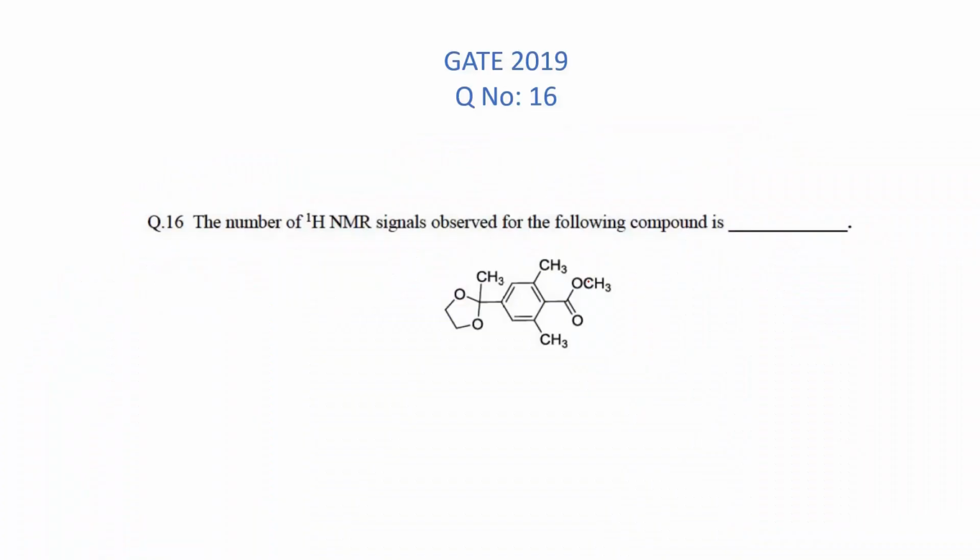Hi everyone, today we discuss one GATE question from 2019, and that is question number 16. The question is basically: the number of 1H NMR signals observed in the following compound is... So there is one compound, and how many different types of 1H NMR signals can we observe for this compound? The meaning of this is: how many chemically inequivalent protons are there?